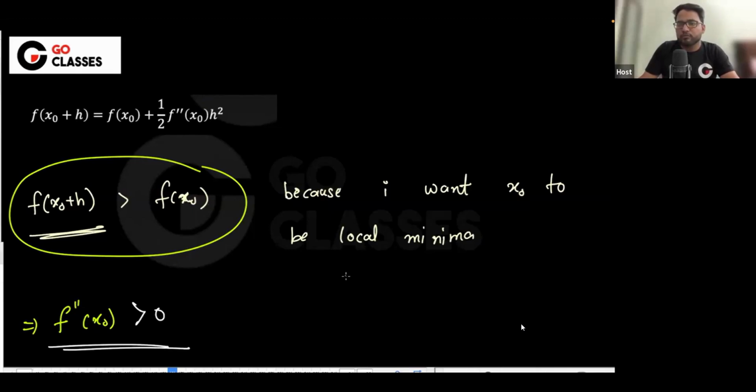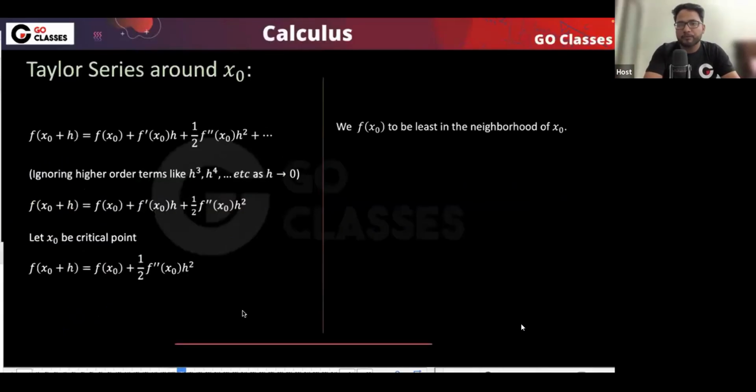And that's what we have already concluded using the graphical approach. So using the Taylor series approach also, we can conclude that f double dash x should be greater than 0. Okay. So you can see what I've written here. I missed writing 'want' anyway, but that's fine. So we want this f x naught to be the least in the neighborhood of x naught.